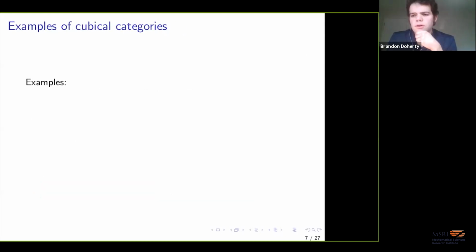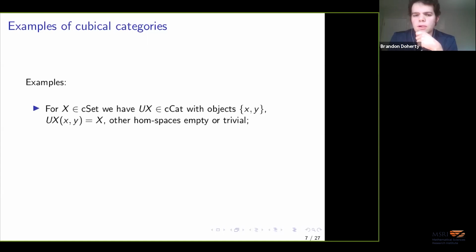So here are a few examples of cubical categories. Probably the simplest non-trivial example is, for any cubical set X, a cubical category that we can call UX, where you just have two objects, X and Y. The mapping space from X to Y is just this cubical set X. And all of the other mapping spaces are either empty, in the case of Y to X, or trivial for X to X and Y to Y, by which I mean there's just one vertex and it's the identity.